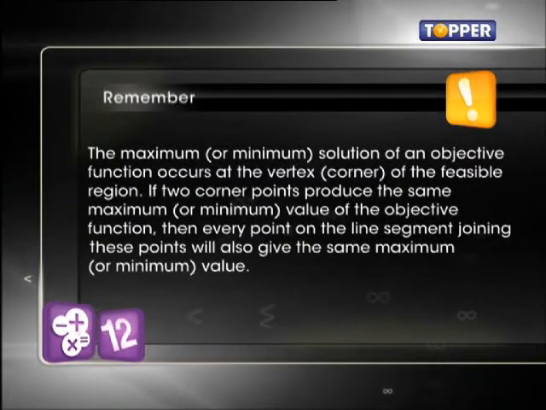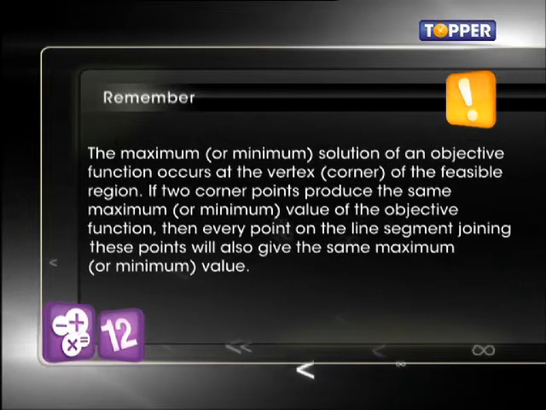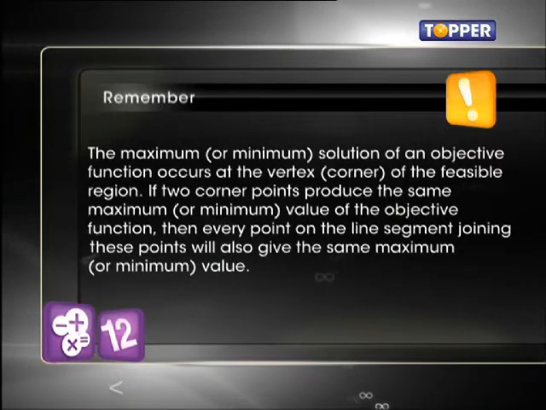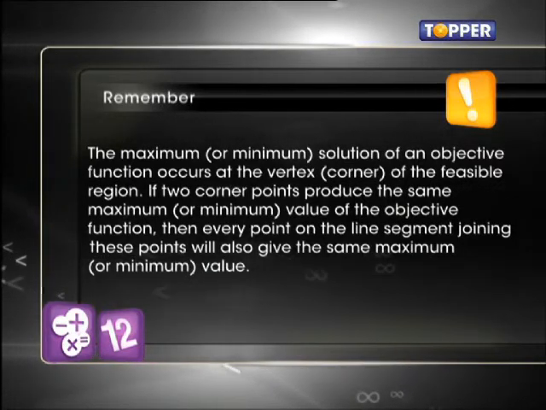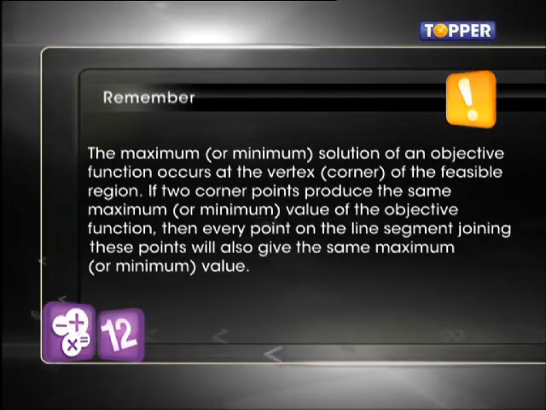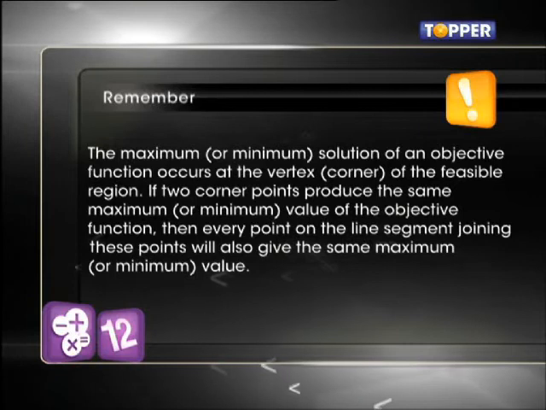The maximum or minimum solution of an objective function occurs at the vertex corner of the feasible region. If 2 corner points produce the maximum value of the objective function, then every point on the line segment joining these points will also give the same maximum value.